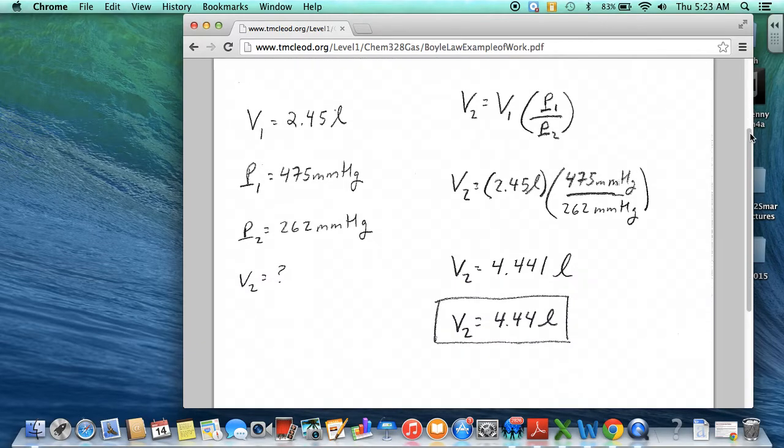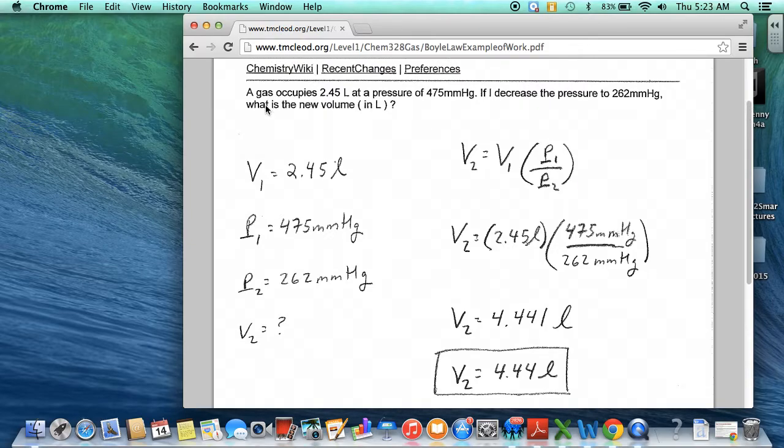In this case, if you look, a lot of times these are like word problems where the first condition resides in one sentence. So it says the gas originally occupies V1 at 2.45 liters and has a pressure of 475 millimeters mercury. Okay. Now, do I need to change that into atmospheres? No. Since we're setting up a ratio here, as long as those pressure terms are the same, they'll cancel.